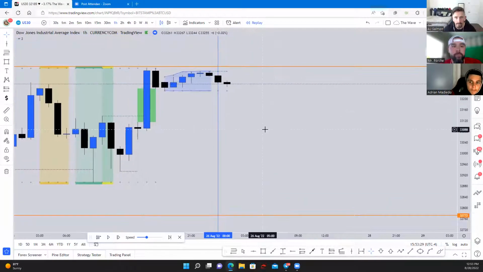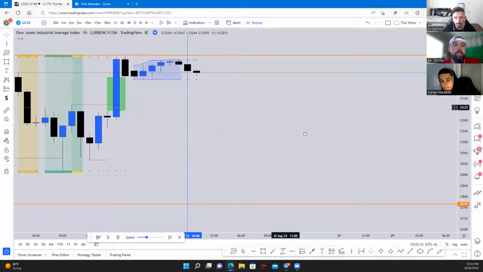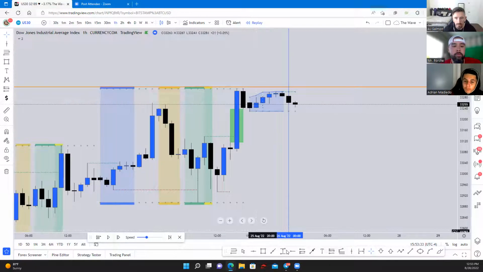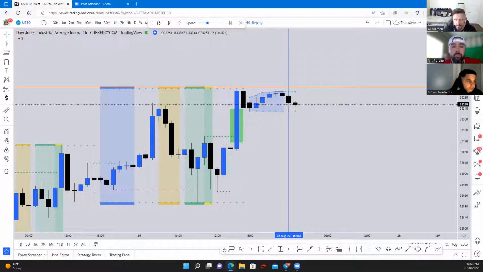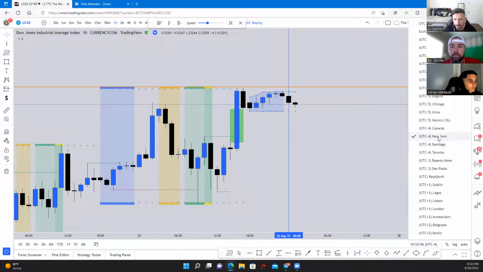AJ, quick question. Those kill zones, what does it show? Those are the times you want to look for your setup. If you're trading London, this is your London range. Everything is based off New York time. Down here in the time settings, I just have it set to New York, so it doesn't matter where you are in the world, everything's set to New York time.